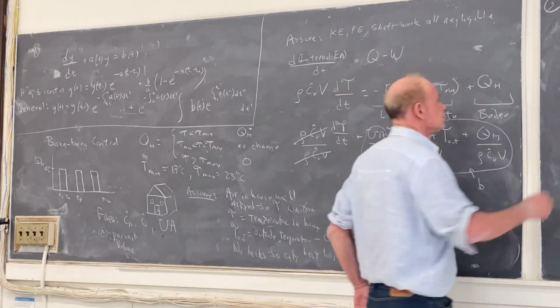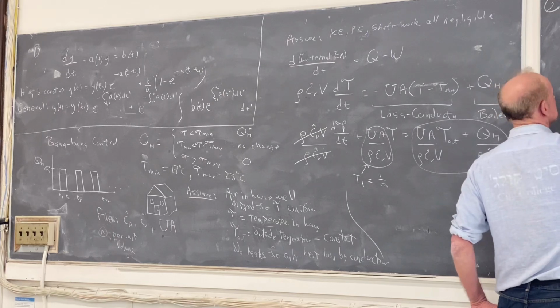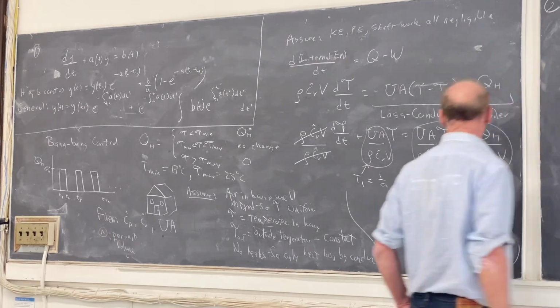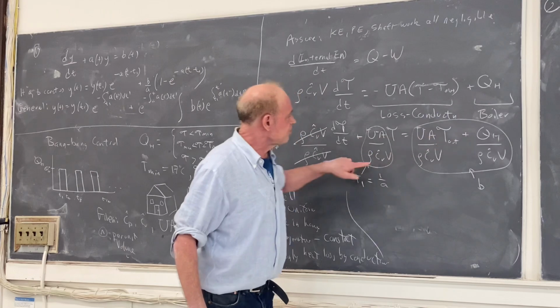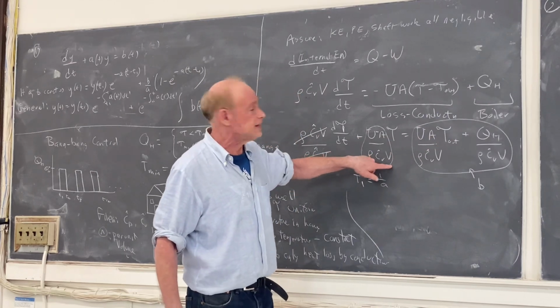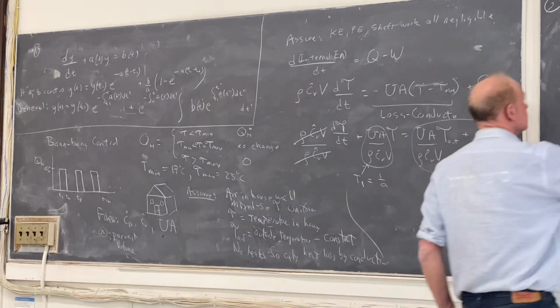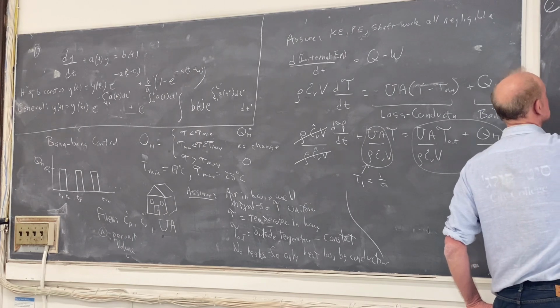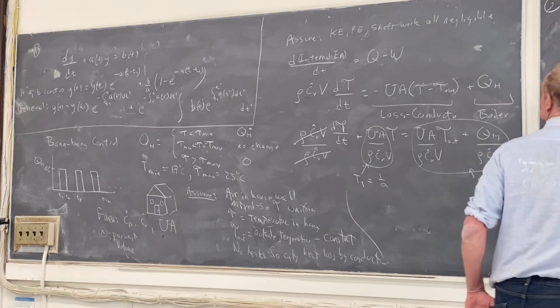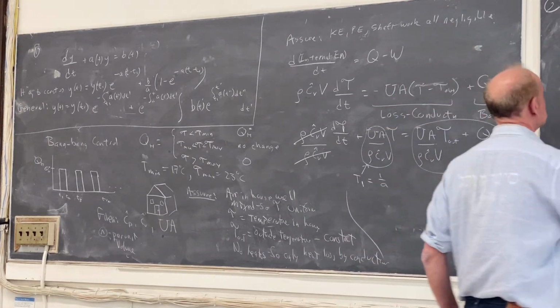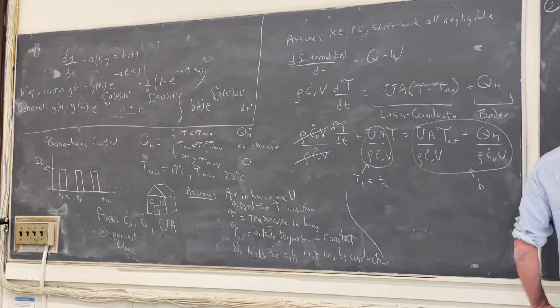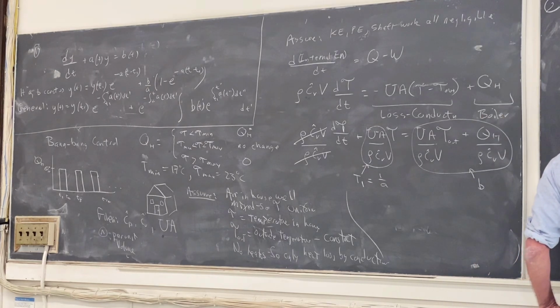Plus QH divided by, well, when I divide by this, the rho CV over V cancel, and I just divide by UA, times 1 minus e to the minus t minus tj over T1.